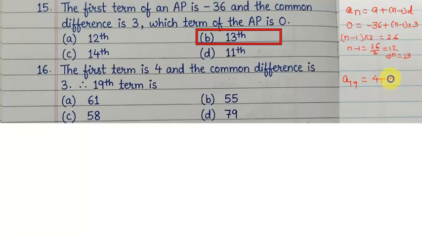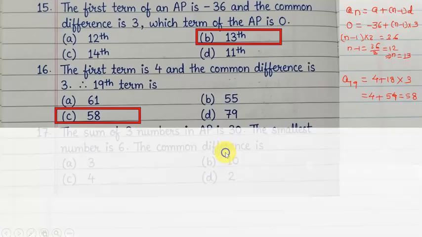That is 18, and the common difference is 3, that is equal to 4 plus 50, 54, and that is equal to 58. Therefore, the 19th term is 58. Option C is the correct one here.